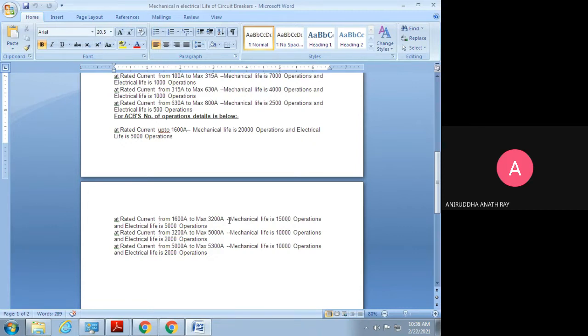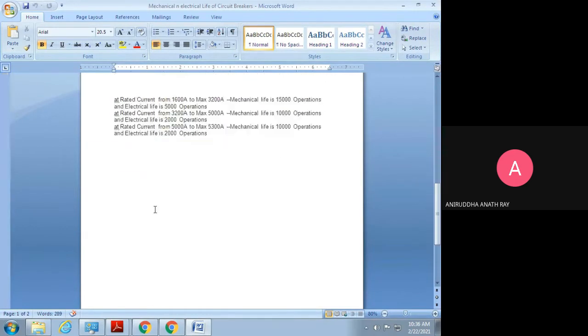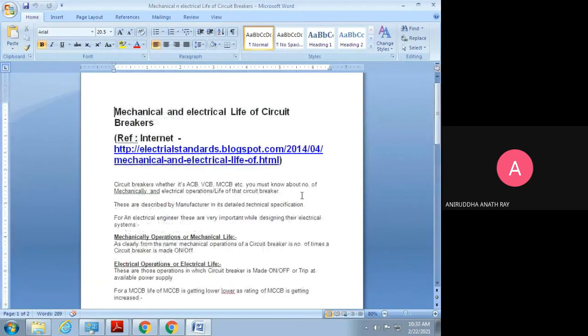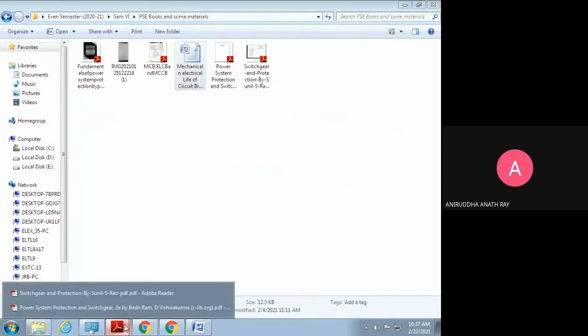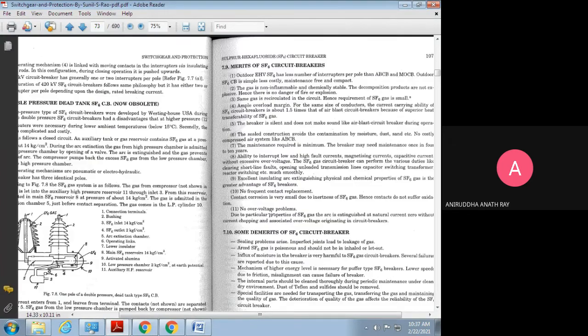So is it clear? As and when we increase the rating of the circuit breaker, the life of the circuit breaker is getting decreased. And this Word document I have already shared with you all in the Google Classroom, so you can access it directly from there. Let us read the next topic, that is testing of the circuit breaker.